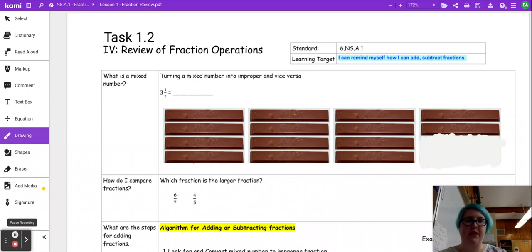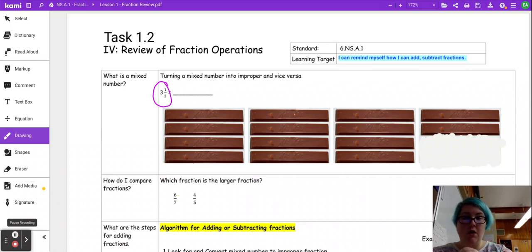What's a mixed number? Mixed meaning different things. The mixed number here in question is 3 and 1/2. Because there's a whole number and a fraction, we need to turn it into an improper fraction, that is just a numerator and a denominator. So, we're going to use a picture. We're going to use Kit Kats because they're really helpful at breaking apart.